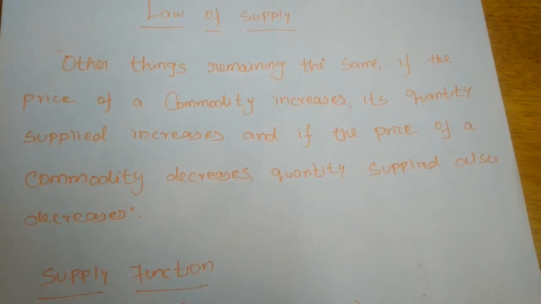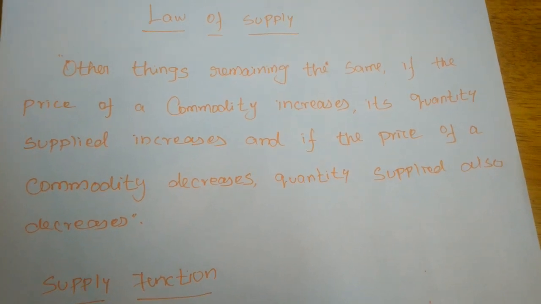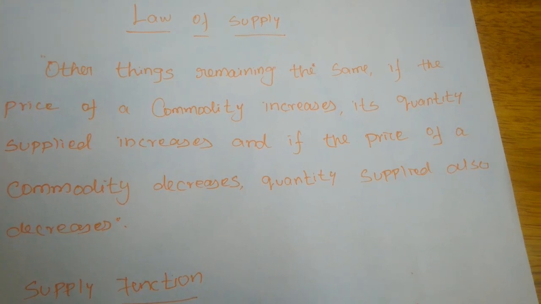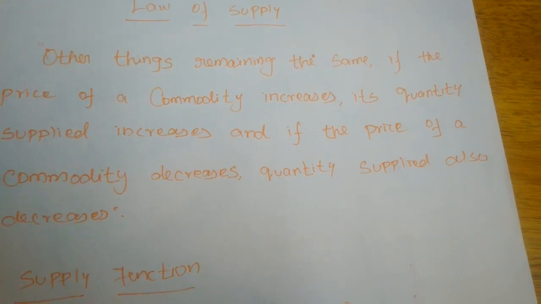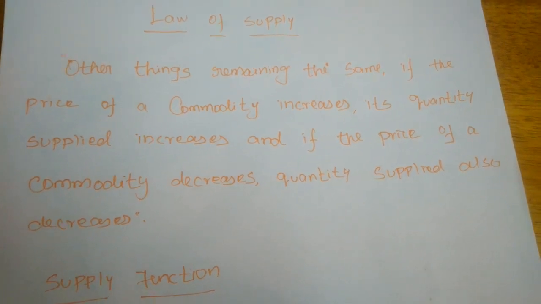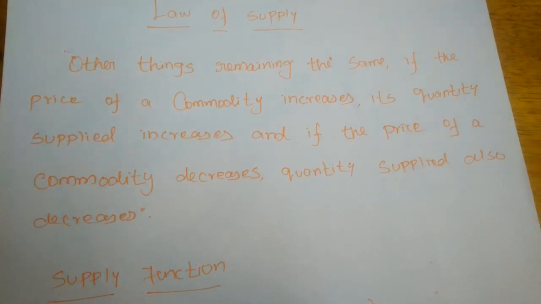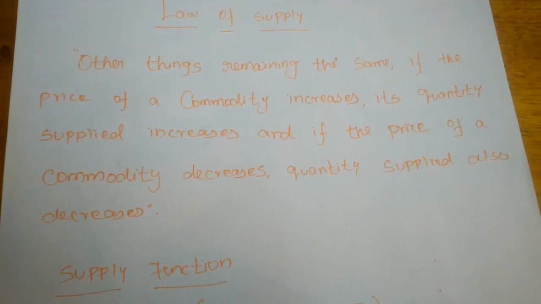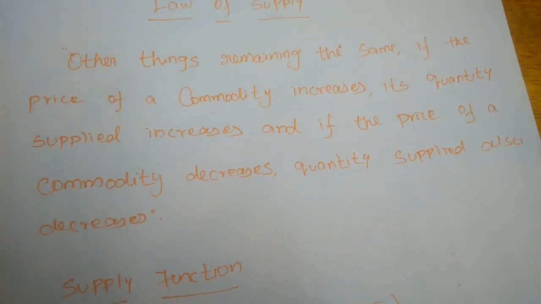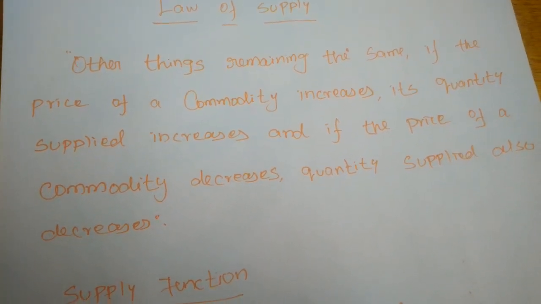So other things remaining the same, if the price of a commodity increases, its quantity supplied increases. And like that, if the price of a commodity decreases, the quantity supplied also will be decreased. Other things remaining the same means there are some other factors affecting the supply of commodities. Suppose if the income and the taste and preferences are increasing, the supply of commodities will be increased.